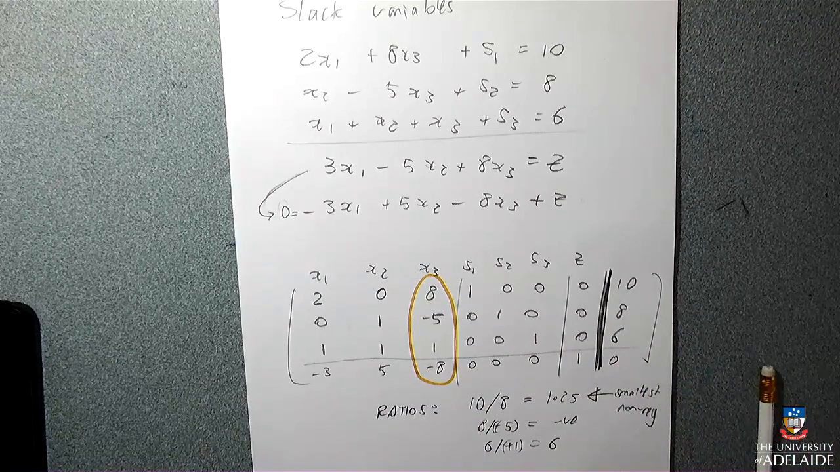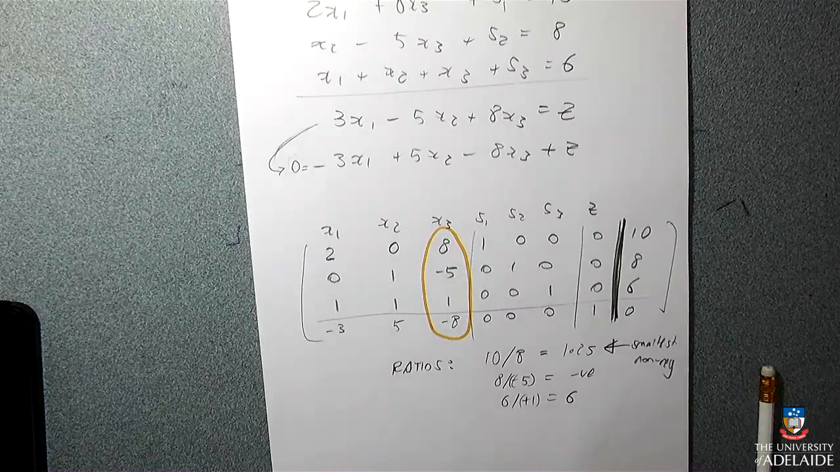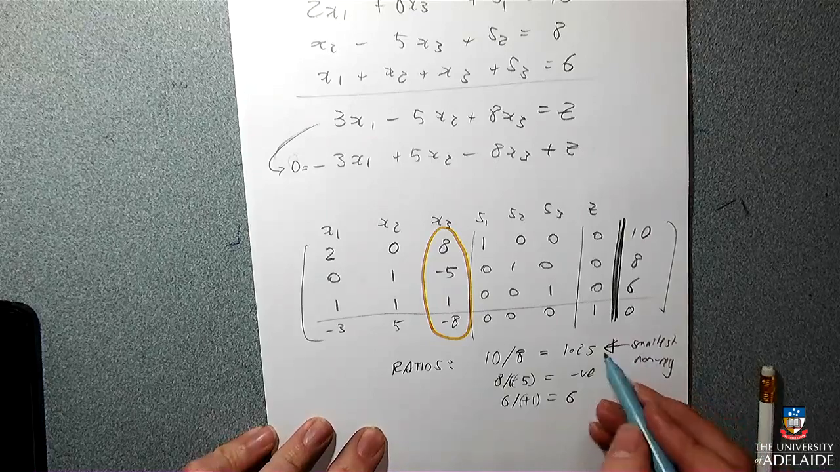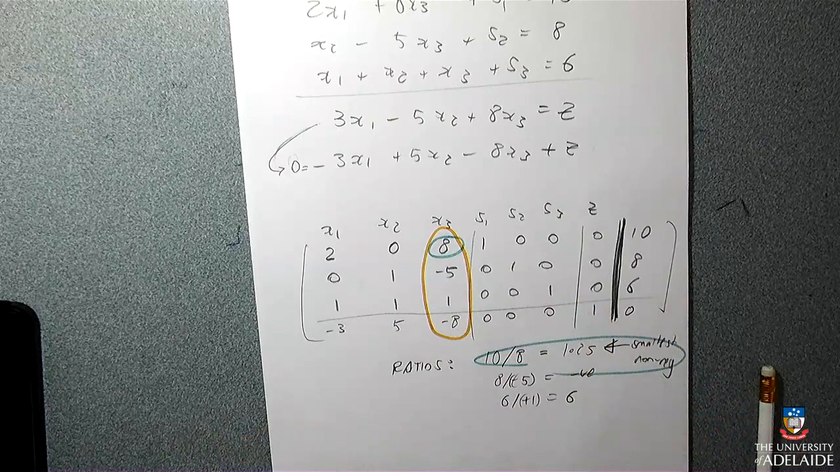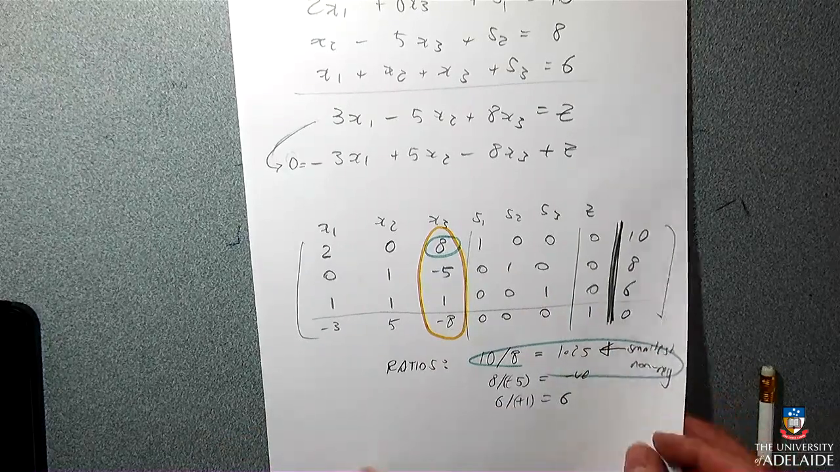If there is no such row, then the simplex algorithm stops because there's no optimal solution. Okay, cool. So we have a row. So that's my smallest non-negative there. And so that's the one I'm interested in there. Okay, good. This is fun.